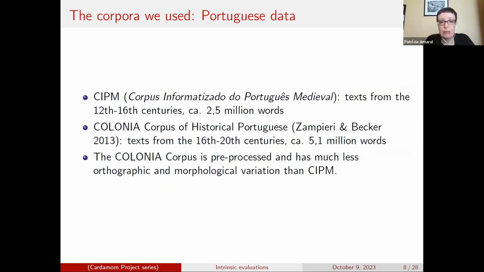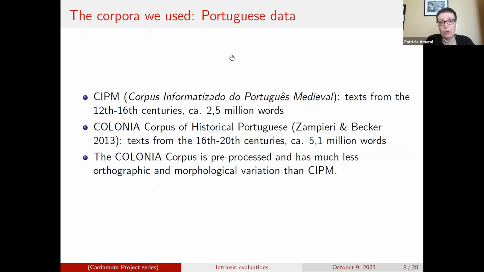And then for Portuguese, we used a corpus that we will call here CIPM. So this is Corpus Informatizado Português Medieval. It's a medieval corpus from the 12th to 16th centuries that is relatively small, 2.5 million words. And we obtained this corpus by scraping it with permission of the author.